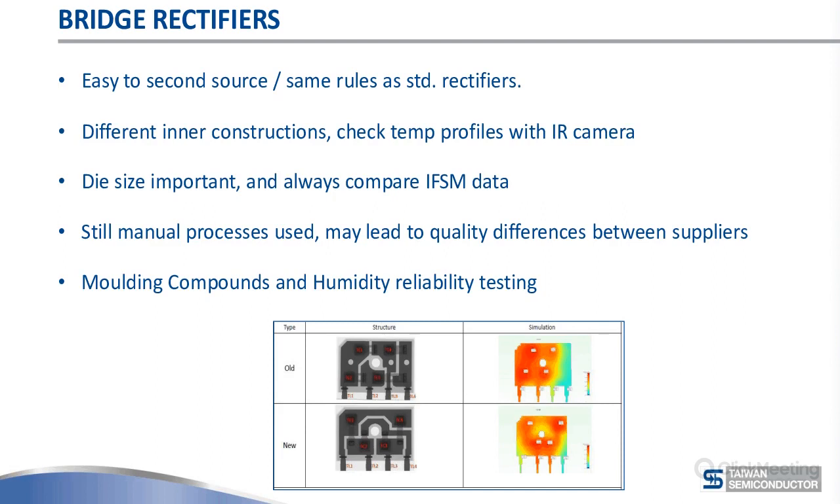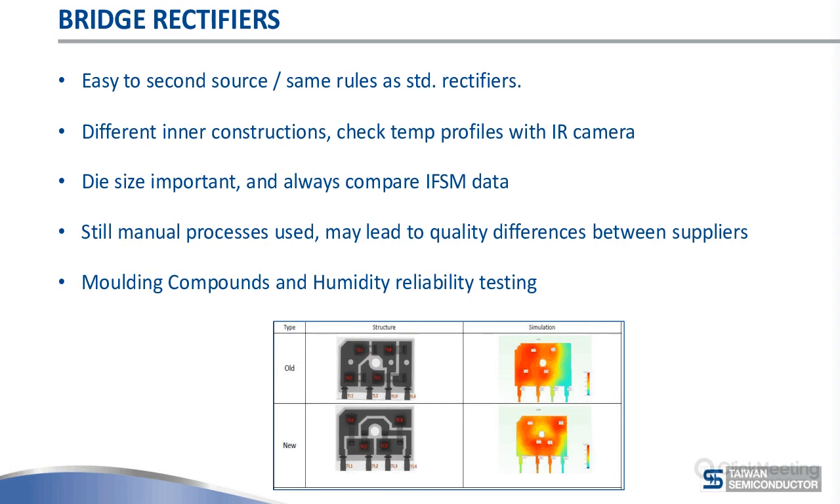Next online is bridge rectifiers. Again, this is easy. The data sheets are very easy to compare, and they follow the same rules as standard rectifiers. However, this is still a manual process, so people have different constructions or methods. So you want to check the temperature profiles with an IR camera. Below that, at the bottom, you can see a slide where we made an improvement in our packages for onboard chargers, where the temperature is more equal throughout the package by making the lead more symmetric.